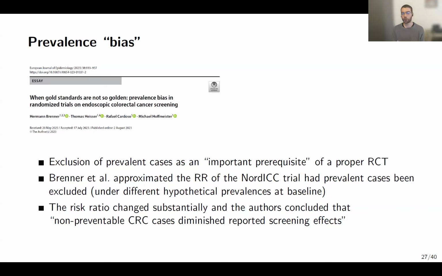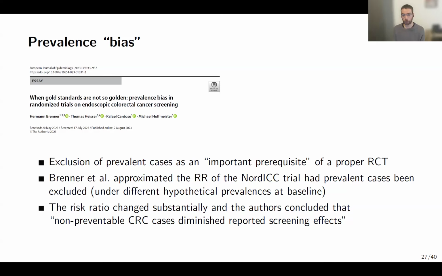Indeed, they claim that the exclusion of prevalent cases is an important prerequisite of a proper randomized trial that has this type of question. They took the aggregated data from the Nordic trial and made some guesses about what the proportion of prevalent cases at baseline in the study could have been, and then they redid the analysis by excluding these individuals. They show that when you do that, the risk ratio changes substantially.